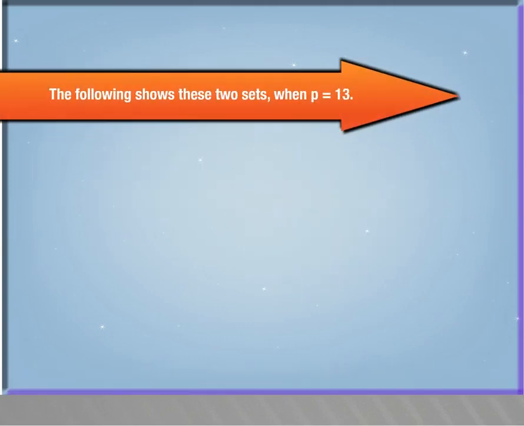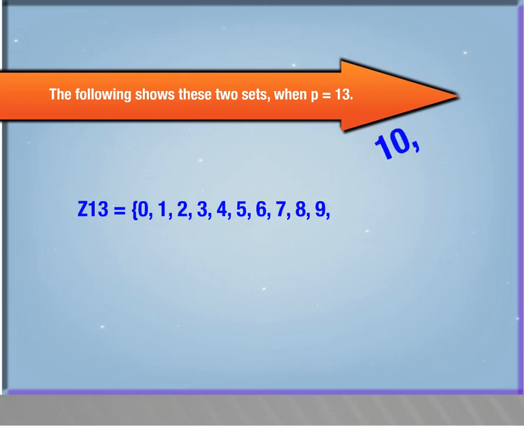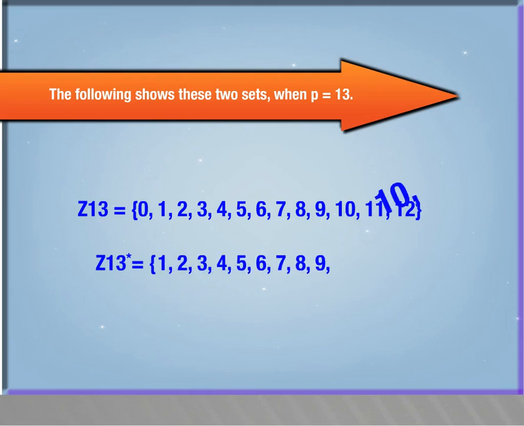The following shows these two sets when p is equal to 13. Z13 is equal to the set 0, 1, 2, 3, 4, 5, 6, 7, 8, 9, 10, 11, 12. Z13 group is equal to the set 1, 2, 3, 4, 5, 6, 7, 8, 9, 10, 11, 12.